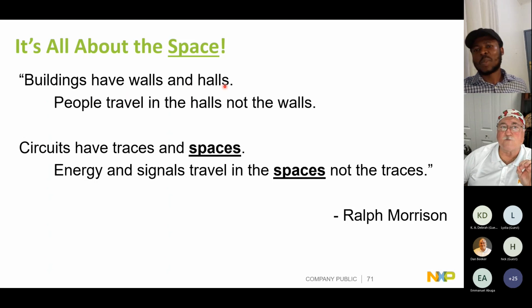And I want you all to try to focus on this statement. Buildings have walls and halls. People travel in the halls, not the walls. Circuits have traces and spaces. Energy and signals travel in the spaces, not the traces.